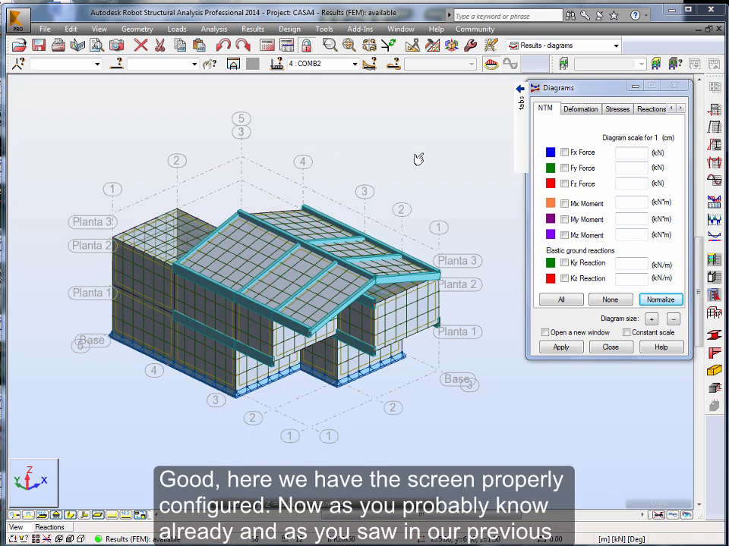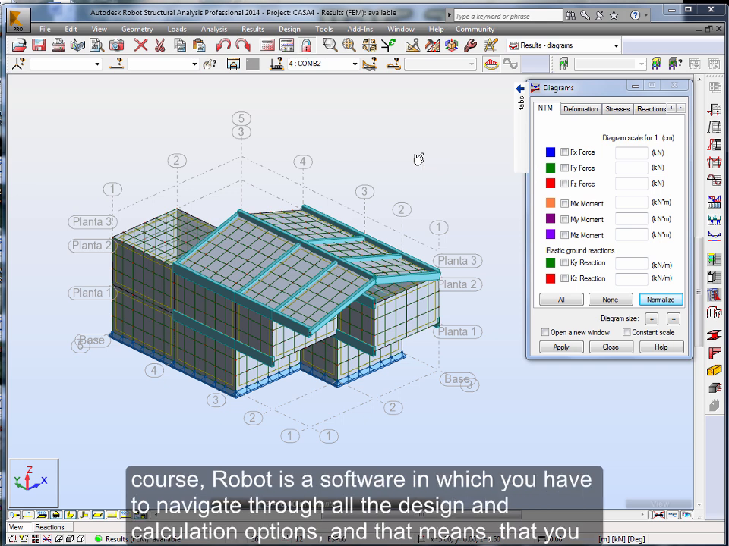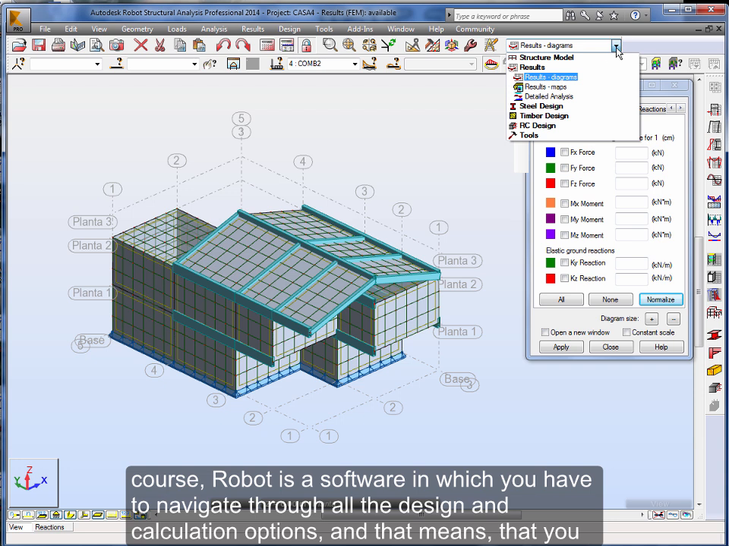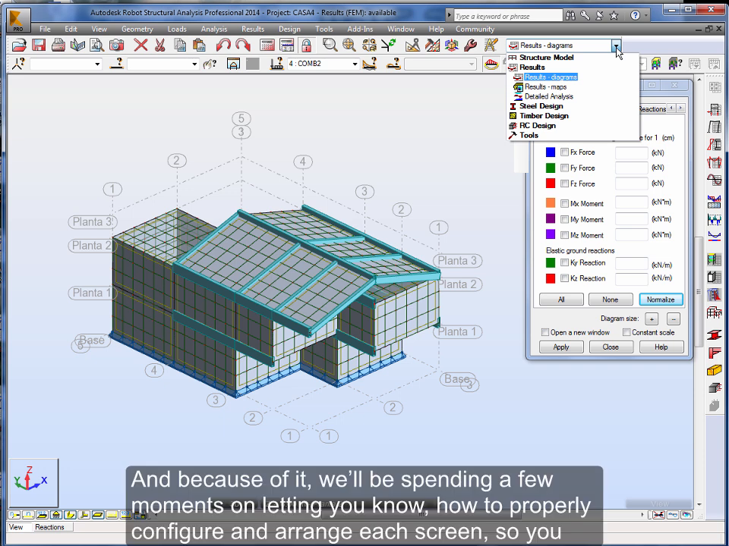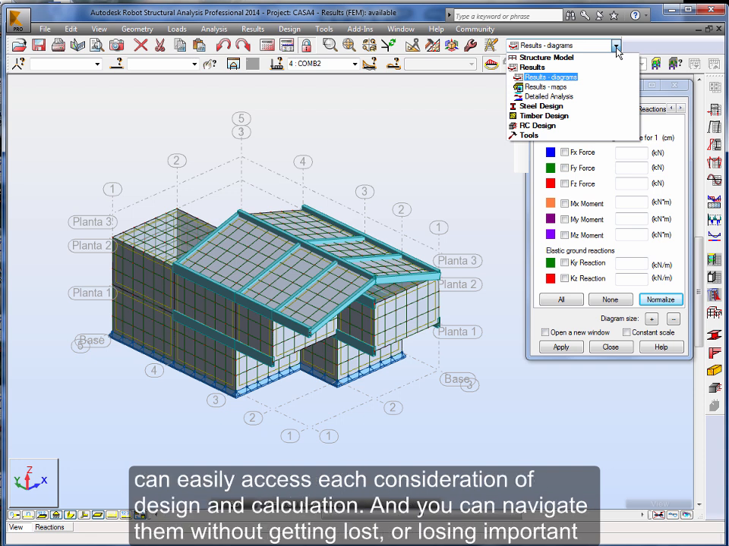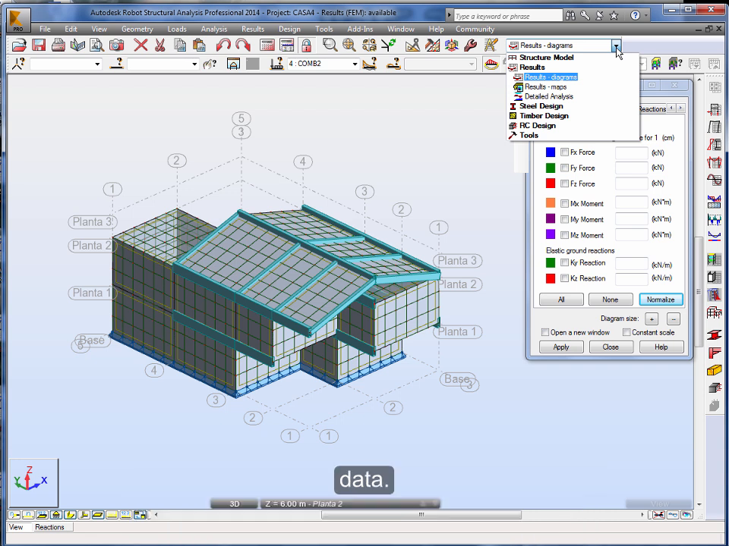Good. Here we have the screen properly configured. Now, as you probably know already, and as you saw in our previous course, Robot is a software in which you have to navigate through all the design and calculation options, and that means that you should know how to access each of them. Because of it, we'll be spending a few moments on letting you know how to properly configure and arrange each screen, so you can easily access each consideration of design and calculation, and you can navigate them without getting lost, or losing important data.